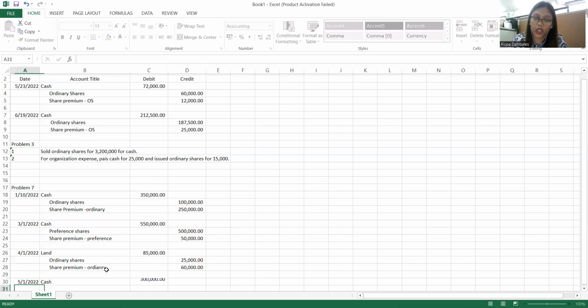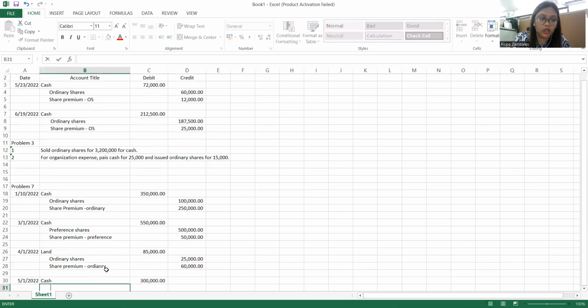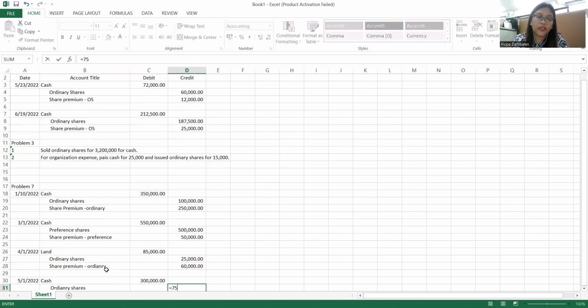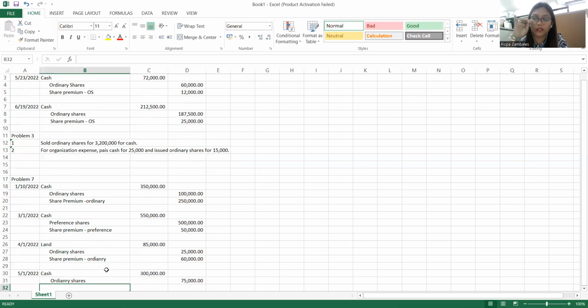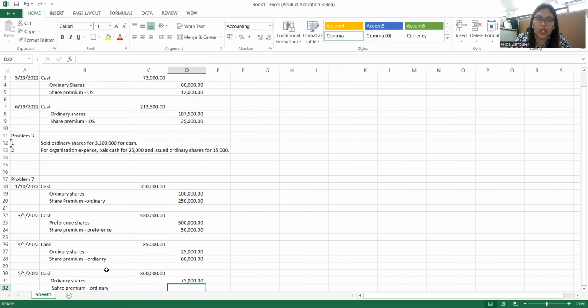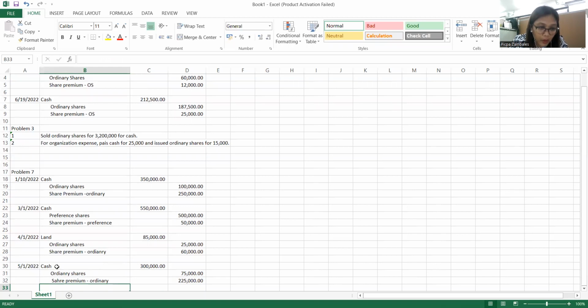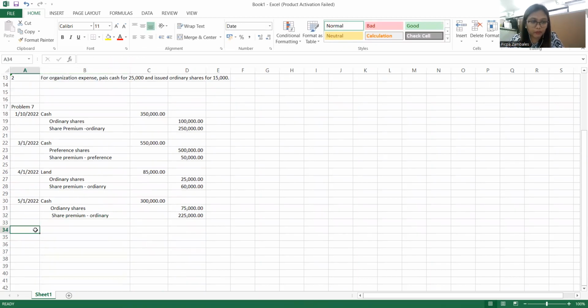7,500 times 40. And then we have the ordinary shares. 7,500 issued shares multiplied by the stated value, it's 75,000. Of course, again, there's an excess, so it's a share premium, ordinary. So that's 225,000. I'm sorry for the spelling. Let's just correct it. Okay, then next, on August 1.